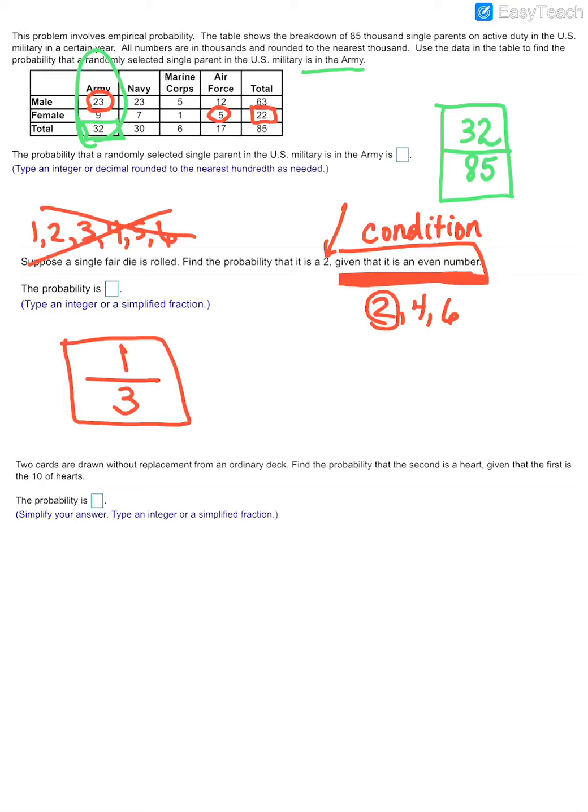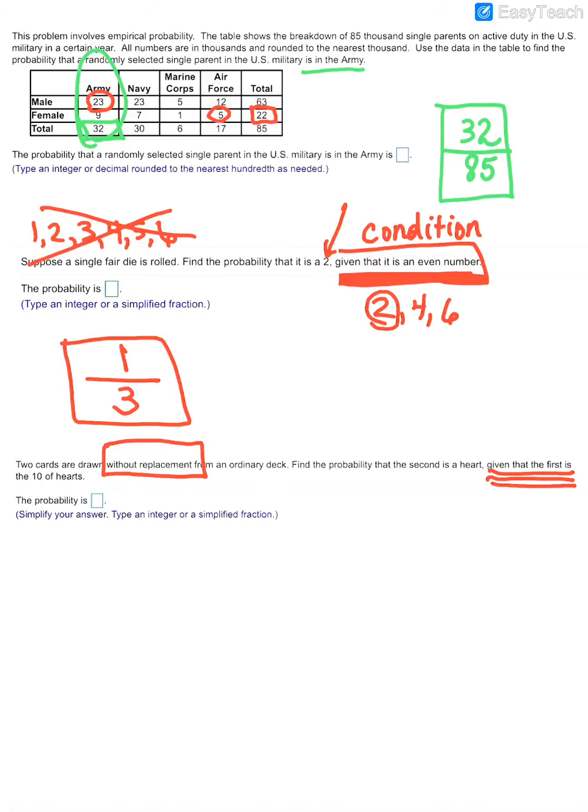All right, with this last particular problem, again, we have a conditional probability because we have been told given that the first is the 10 of hearts. So we've drawn 2 cards from a deck. It says without replacement. So that means once you draw the first card out, you will not put it back. And we're trying to find the probability that the second card is a heart.